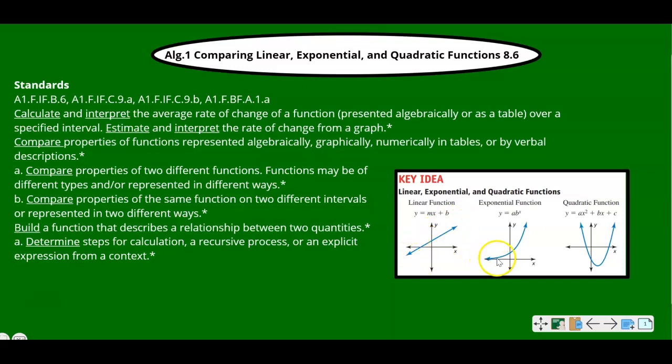This is an example of a parent function of an exponential function. You can see that it increases quickly. If it were exponential decay, it would decrease quickly and approach the x-axis. This is a quadratic function. It's a U-shaped graph called a parabola. So remember, the shapes of these three types of functions will be important for the lesson today as we compare functions.